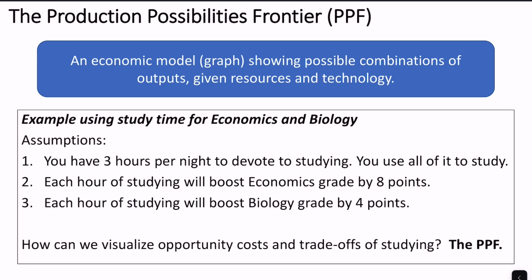Right? And your goal here is to change that study time into points on an exam. Okay? So I have some assumptions here. It's a model. This is going to make our model simpler. First, you have 3 hours per night to devote to studying, and you're going to use all of it to study. 2, each hour of studying will boost your economics grade by 8 points. And 3, each hour of studying will boost your biology grade by 4 points. Right? So we're going to take these assumptions and try to model out how we can visualize the opportunity costs and trade-offs of studying. This is going to be captured in our model, the PPF, the Production Possibilities Frontier.